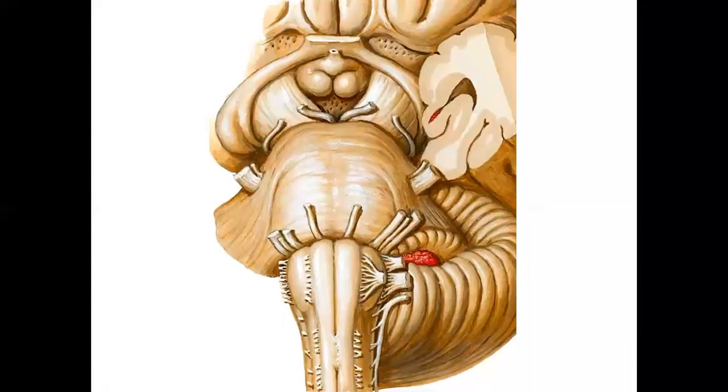Okay. Now from the ventral surface, when we see the brainstem, it looks like this. There are also some elevations. We will see the details of each part separately. Now this is the medulla oblongata. Above it, this part is the pons, and above it, this is known as the midbrain.